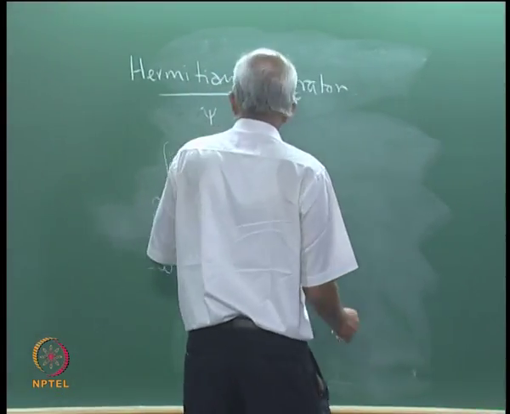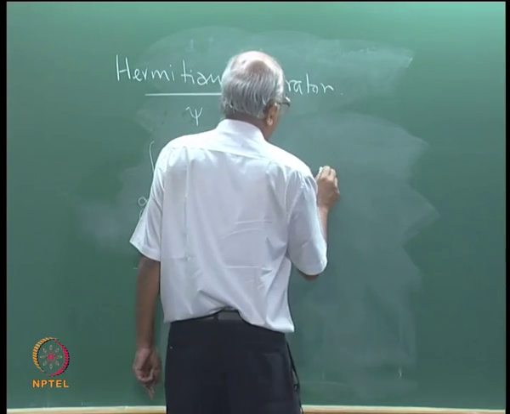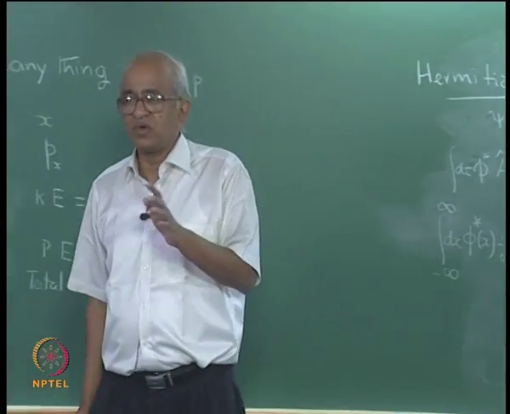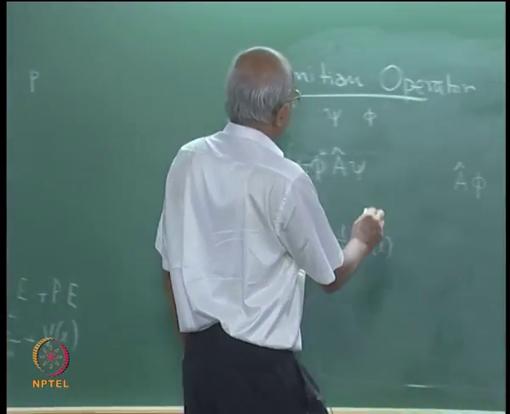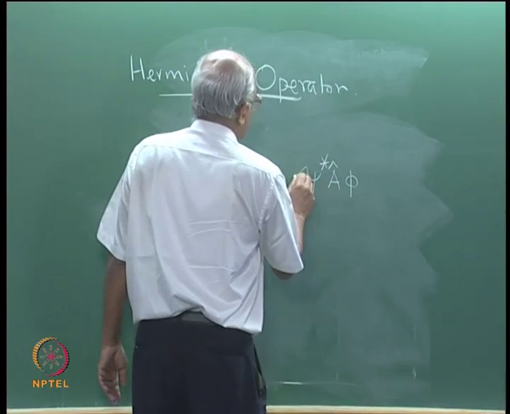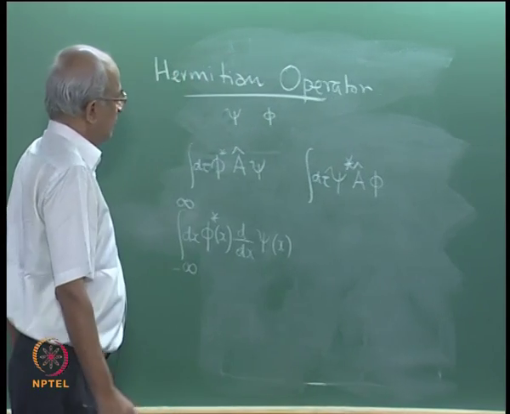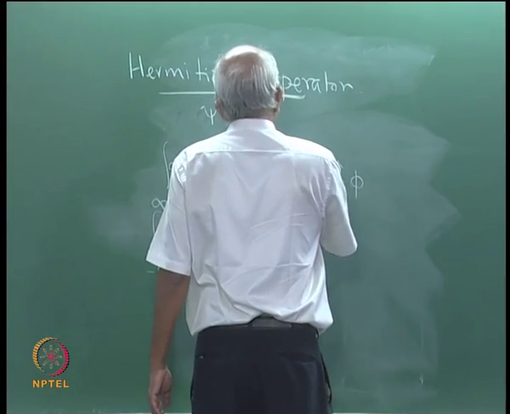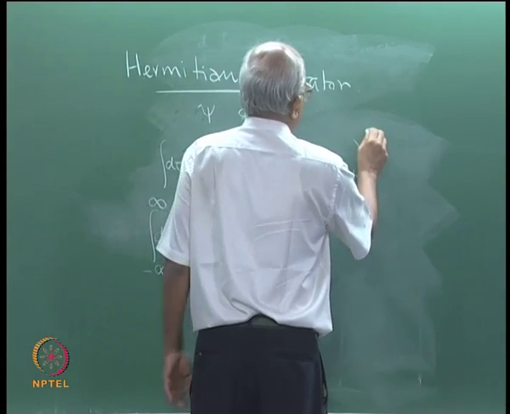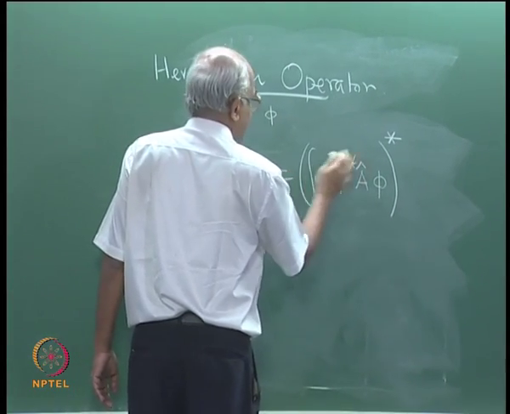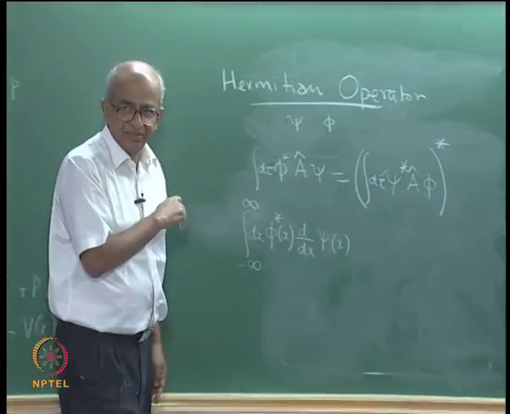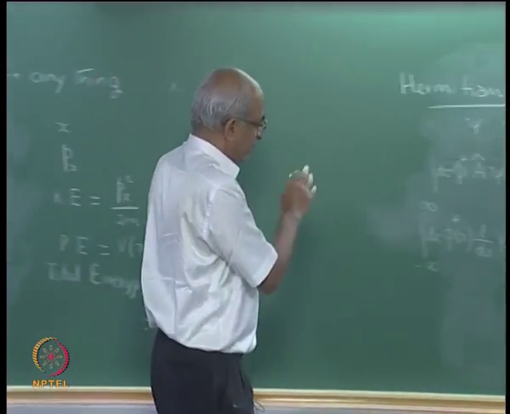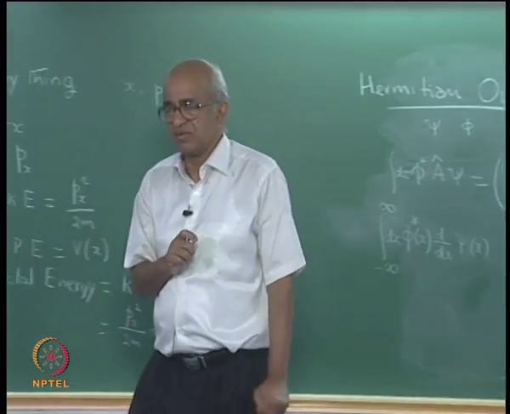Now, instead of doing things in this fashion, I can allow A first to operate upon phi. Notice here I am allowing A to operate upon psi, but instead suppose I allow A to operate upon phi, multiply the result by psi star, and then by the volume element d tau and integrate over the entire space. I shall get some number there. If it so happens that I take the number that I obtain here and take its complex conjugate, and after complex conjugation it is equal to this number, then I say that A is a Hermitian operator. Okay, so this is how a Hermitian operator is defined.